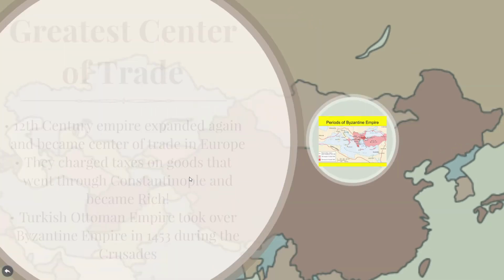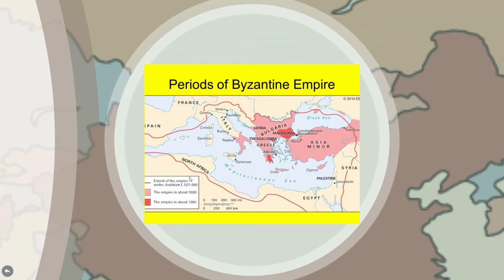So again, with the growing and shrinking, we can see in this map that under Justinian, that is the red outline all around the Mediterranean Sea. At the height of the trade, that is the pink. And then right as the Crusades are about to happen, maybe 100 years prior, that is the red. It shrank a lot. It had actually grown too big to protect itself.